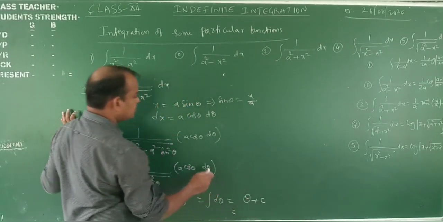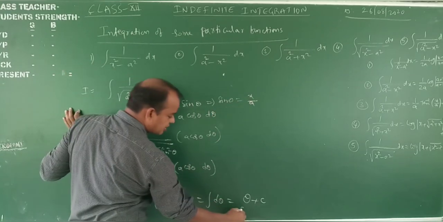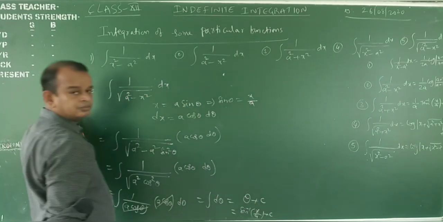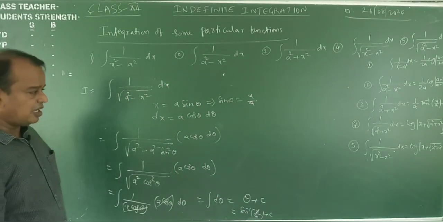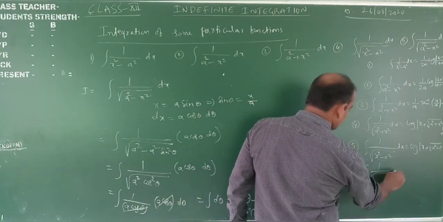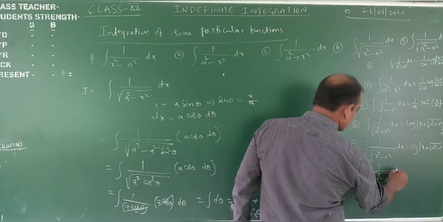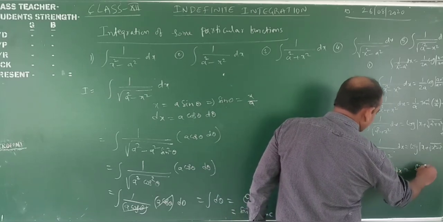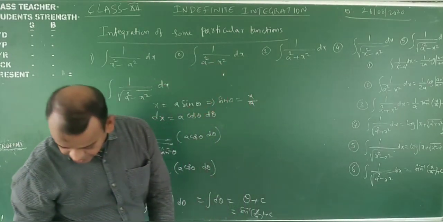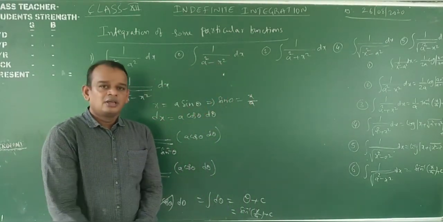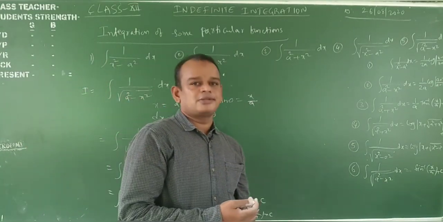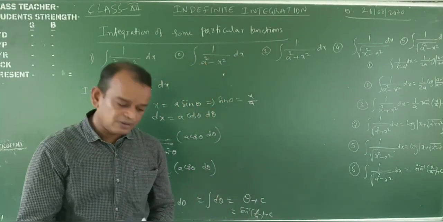What is theta? Theta is equal to sin inverse of x by a. This is formula number 6: the integral of 1 by root over a square minus x square dx equals sin inverse of x by a plus c. In this way we will do the formulas and some special functions.